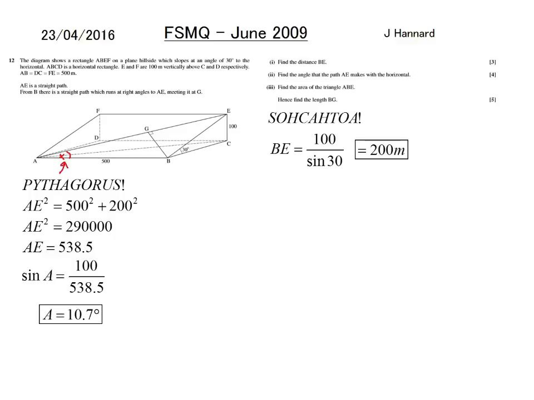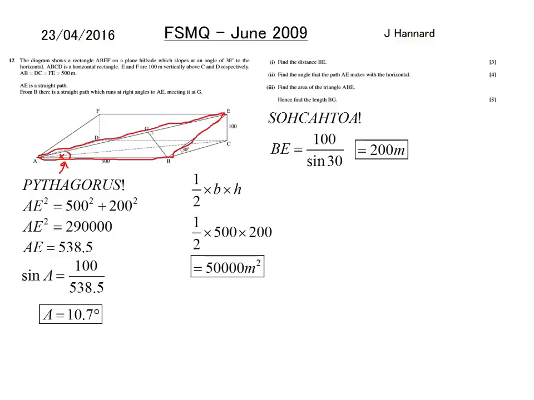Find the area of the triangle ABE. So ABE is there to there to there, like that. So area of a triangle, half the base times the height, half times 500 times 200, 50,000 meters squared. So really not a bad question. But this is the interesting bit, hence find the length BG. Now I actually forgot to do this on the PowerPoint, but as I was reading through before, it was just something I looked at. But they do it in a way where you use the area to work out the length BG.